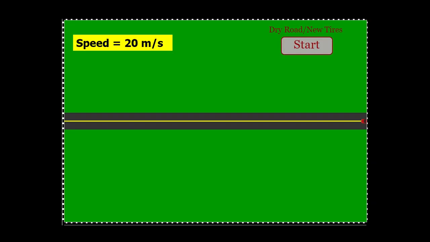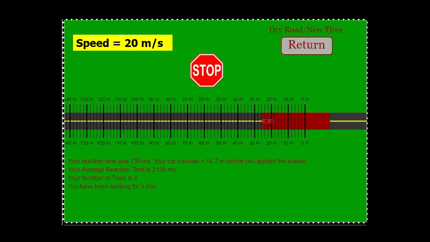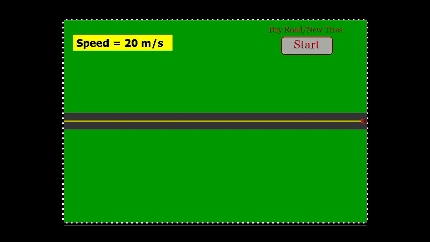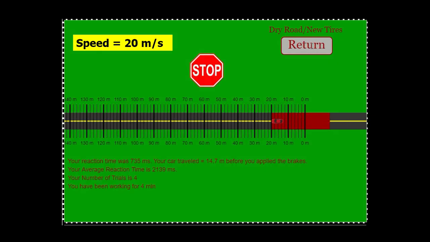Let's take a look at this simulation to further elaborate this. Below, we see a red car traveling on a highway at a speed of 20 meters per second. The driver saw a stop sign, took some time to react, then finally pressed the brake pedal. The car eventually stopped after traveling a braking distance of around 26 meters.